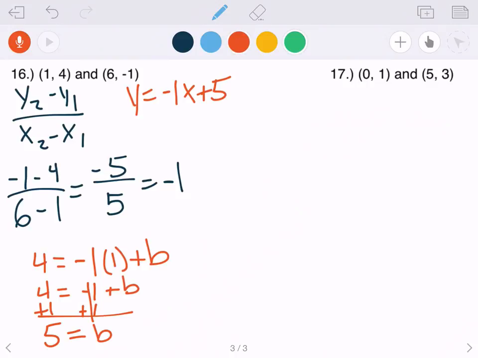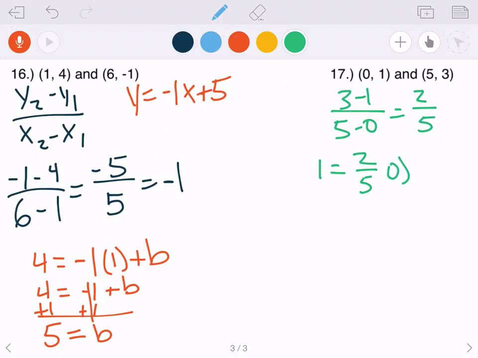We're going to do the same thing with this problem. I'm going to solve for slope. So I have 3 minus 1, y2 minus y1, over 5 minus 0, x2 minus x1. So I'm going to get 2 over 5 as my slope. Now I'm just going to pick either point. I'm going to use 0, 1. So I have 1 equals m, which is 2 over 5, times x, which using that point is 0. This actually works out nicely for us because 2 over 5 times 0 is 0. So we get 1 equals b.